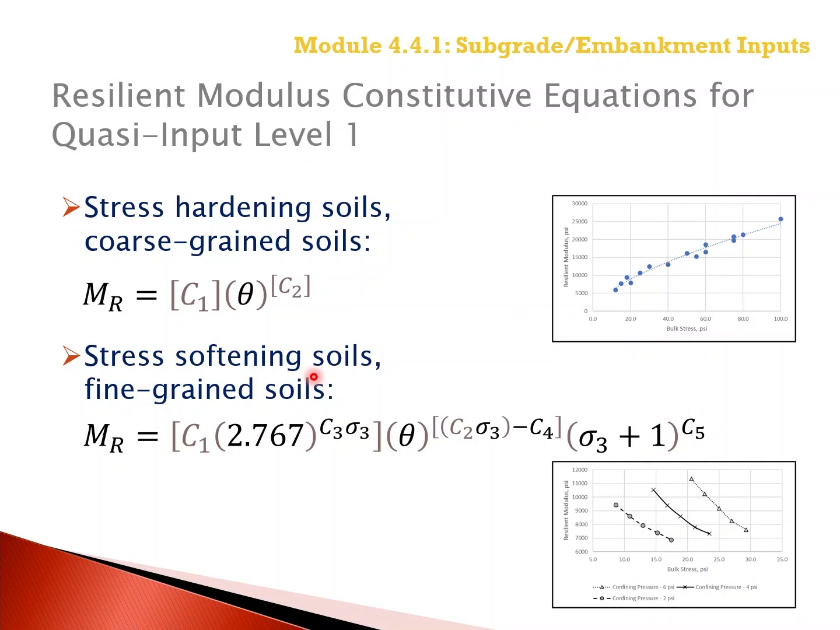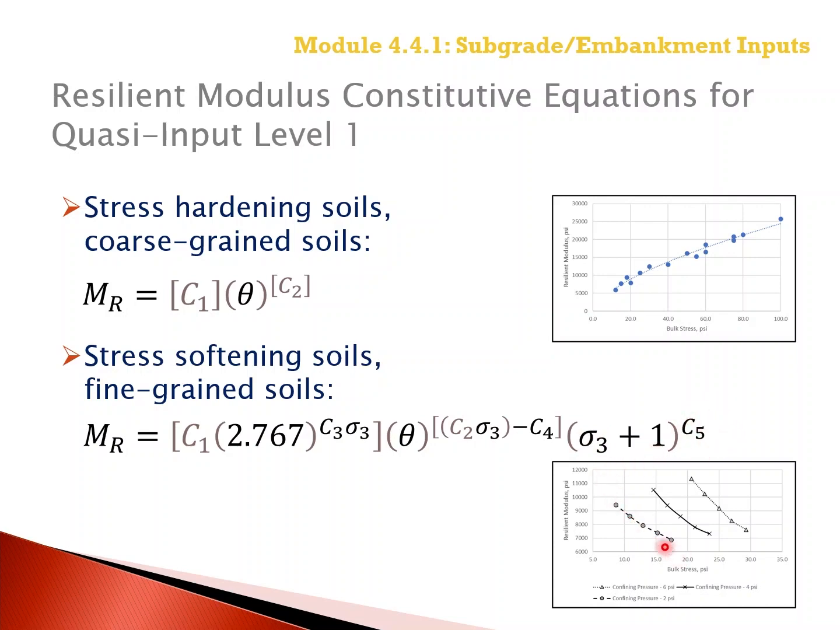Stress softening soils typically have a confinement effect. And this is just one example. Resilient modulus is equal to the intercept C1, and then the ratio relates to the power of C3 times the confining pressure, and then times the bulk stress raised to a power times the coefficient, and possibly minus a numerical value, and then that product times the confining pressure raised to a power.